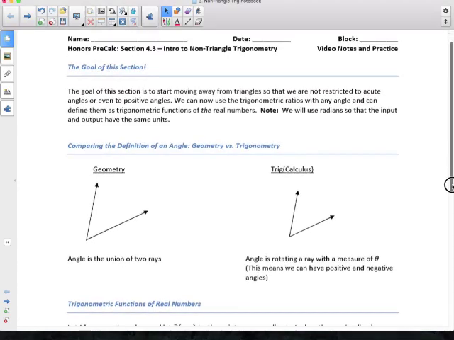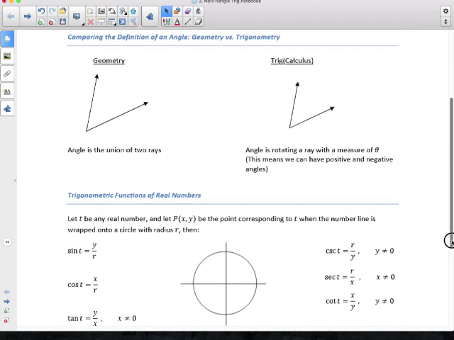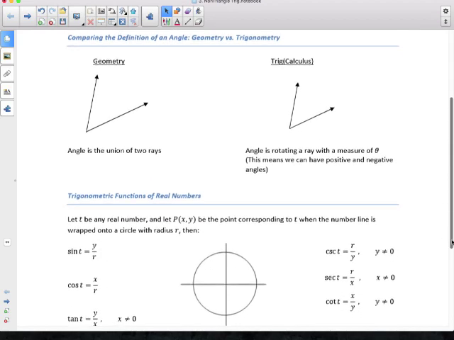You can read that note there. It just says we'll try to use radians as much as possible, but we'll also be thinking of them in terms of degrees just because it's a little easier to talk about sometimes.